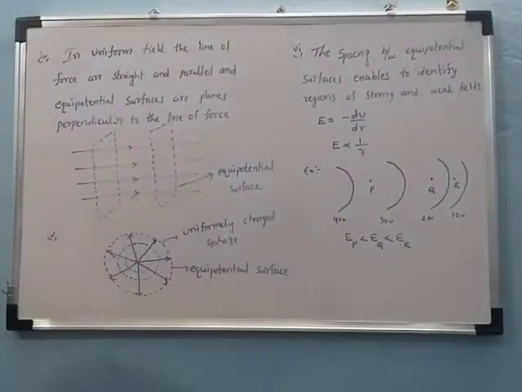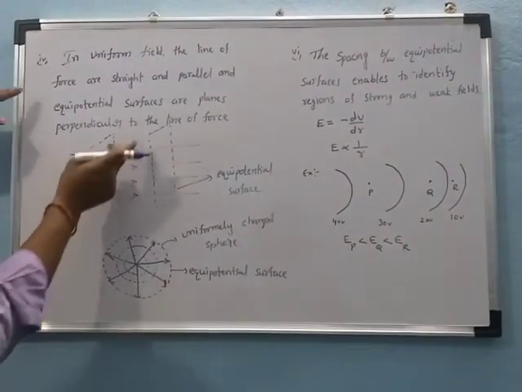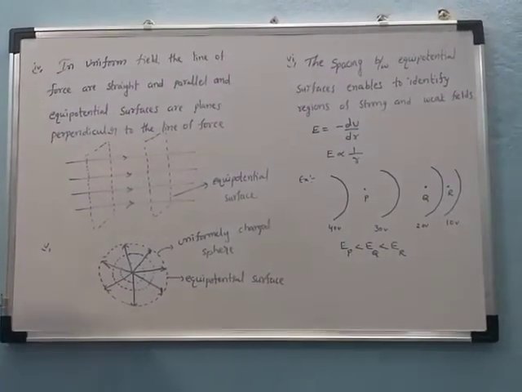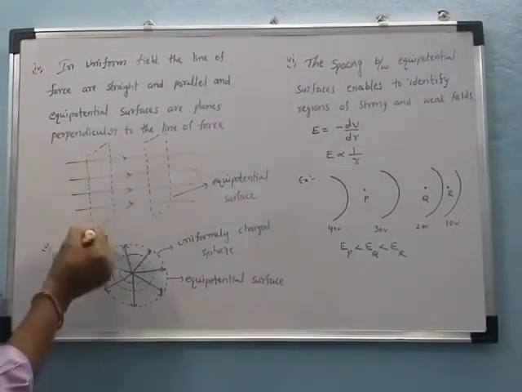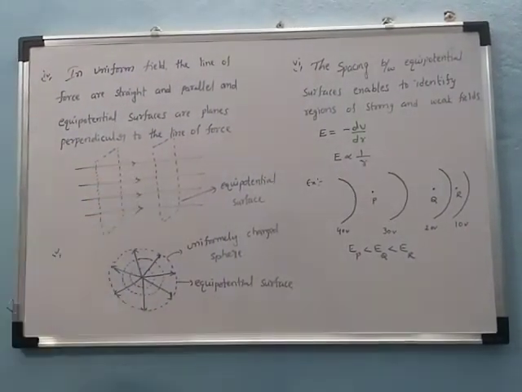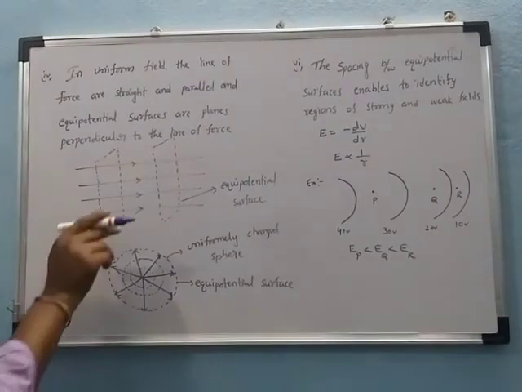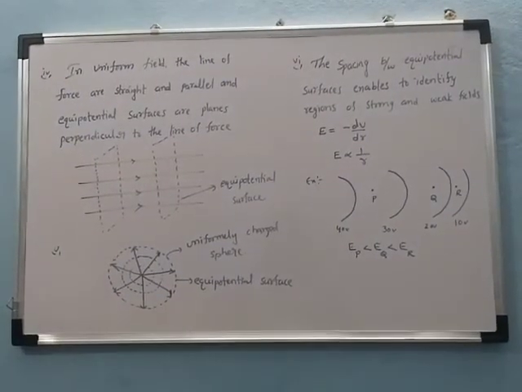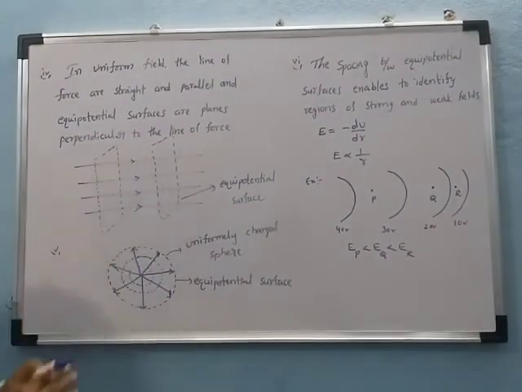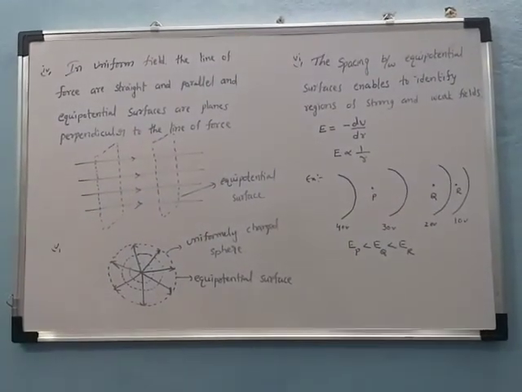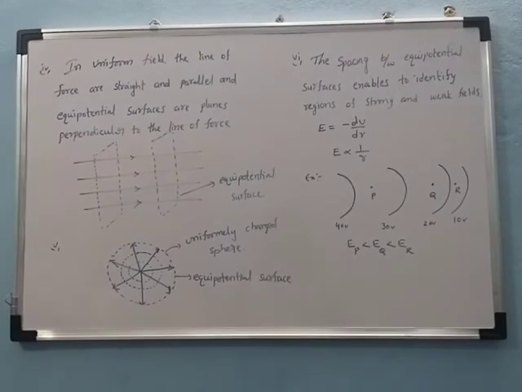That was a uniform electric field. In a non-uniform electric field, the field lines are not parallel. Only in a uniform electric field are the lines of force parallel. In a non-uniform electric field, the field lines are not parallel. This is the properties of equipotential surface.